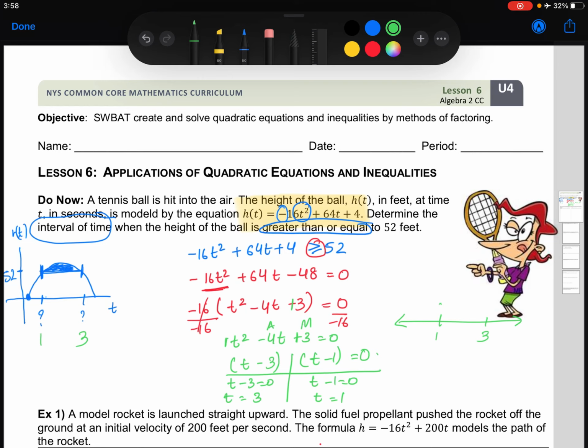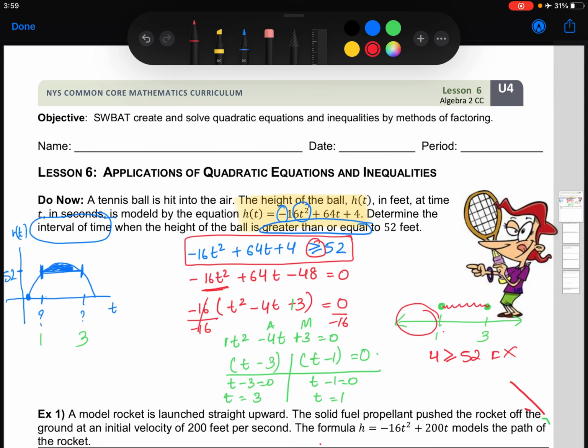It's going to be filled circles because it's greater than or equal to, and you pick a test point from each of these categories. So pick a number that's less than 1. I'll pick 0. And you always go back to your original equation. I'm going to check in this equation. So if I substitute in 0, I get 4 on the left side. And is 4 greater than 52? That's false. So this would not be here. So it's most likely going to be on the inside.